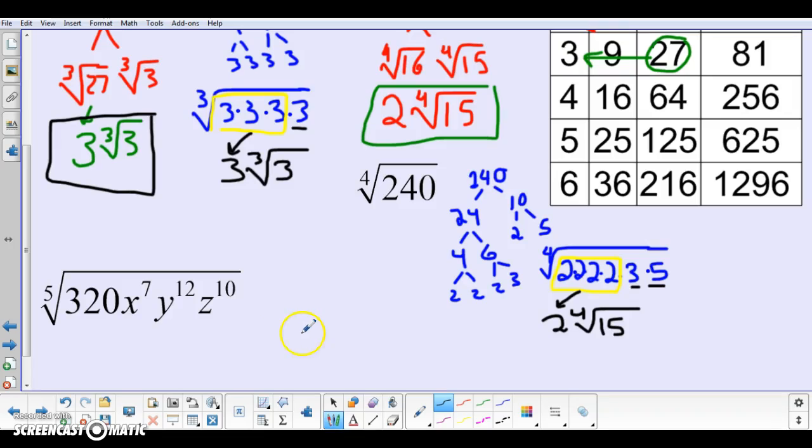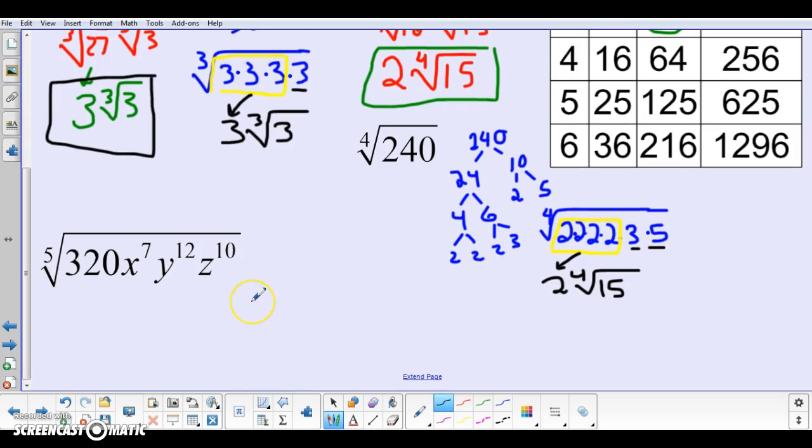This video is going to be a continuation of our part 1 video on applying properties of rational exponents and simplifying radical expressions. So we've got a big doozy of a radical expression here. The fifth root of 320 x to the 7th, y to the 12th, z to the 10th. A lot of stuff going on here. So we've added variables along with the number part. I'd say take this a piece at a time. And again, I'll show you a couple ways of going about doing this.